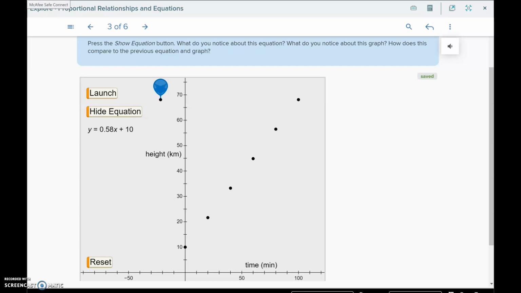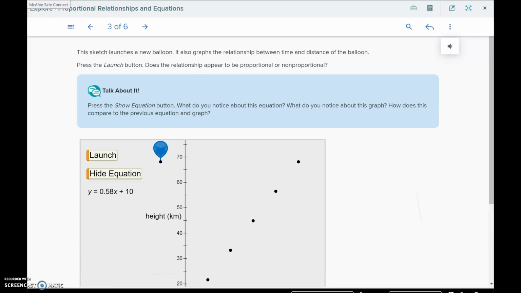So if I show that equation, I have y equals 0.58x plus 10. Well, I have a coefficient, so that's telling me one thing, but that plus 10 tells me I've moved everything up, so it is no longer going through the origin. If I put 0 in for x, I'm not going to get 0 for y. In order to have proportional, it has to be 0, 0 as part of your graph.